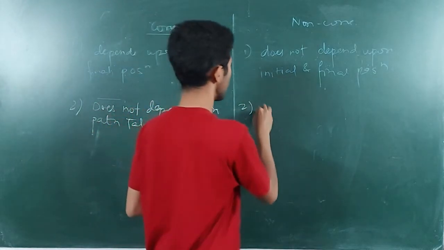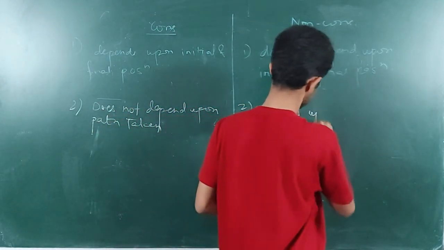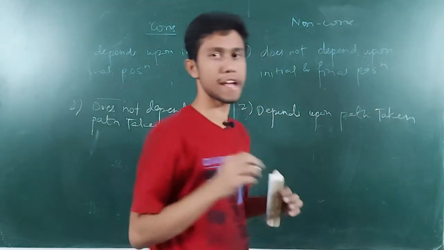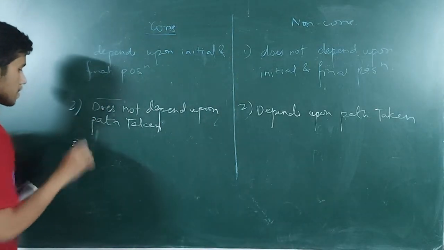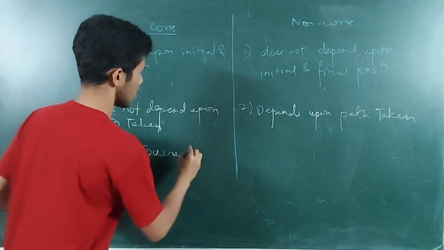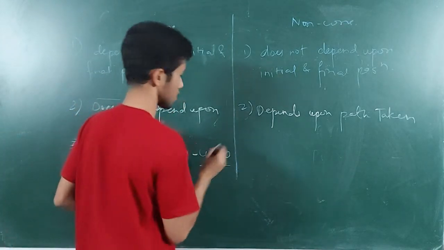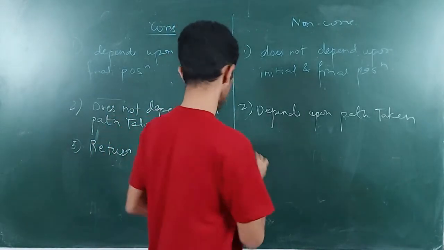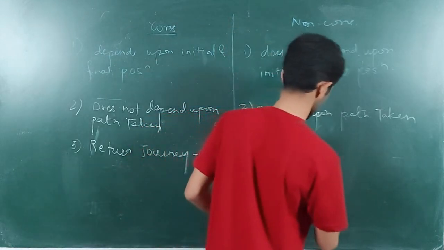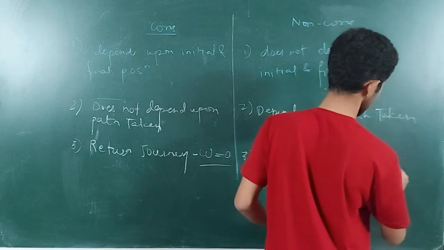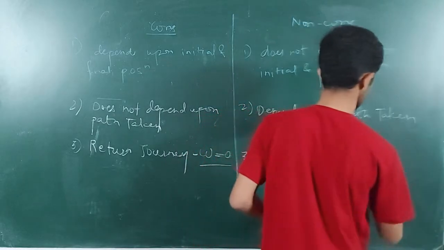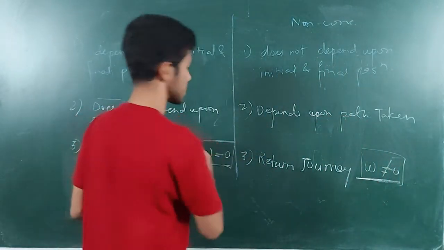But in this case it depends on the path taken. Third point is return journey. So in the case of return journey, work done here is zero because the initial and final points are the same. But in this case, the work done is not equal to zero because it depends upon the path taken. So work done in this case is not zero, whereas in this case it is zero.